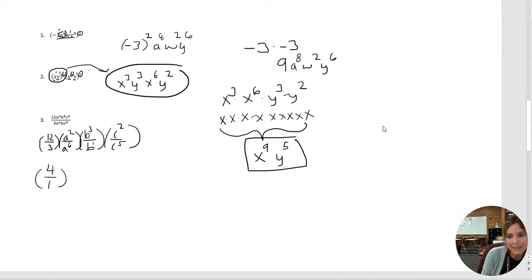Okay. A to the 2nd over a to the 6th looks like this. Okay, so this a over a cancels to a 1. This a over a cancels to a 1. We are left with 1 over a to the 4th.